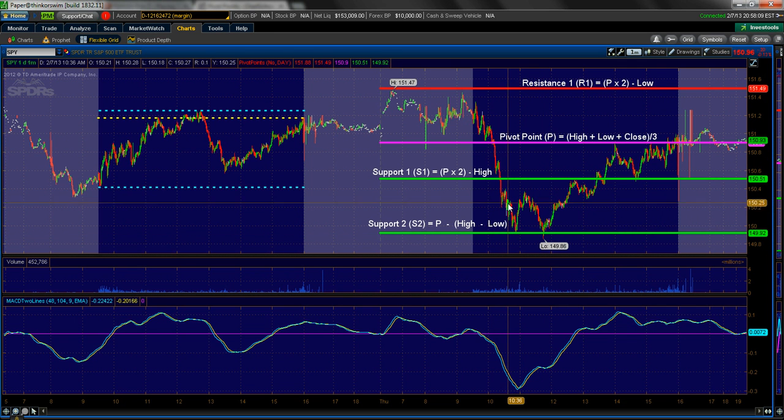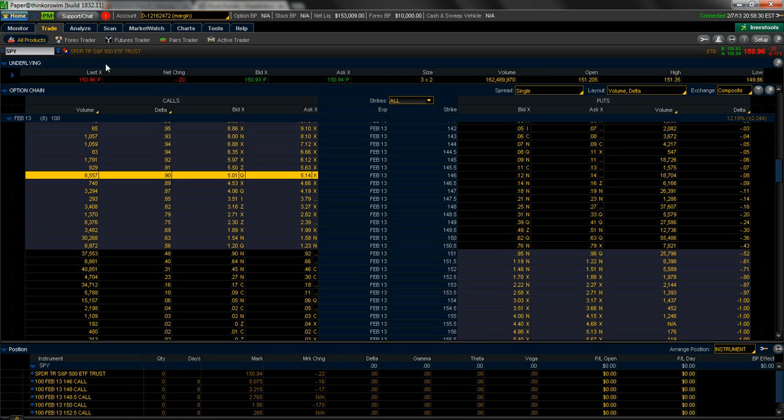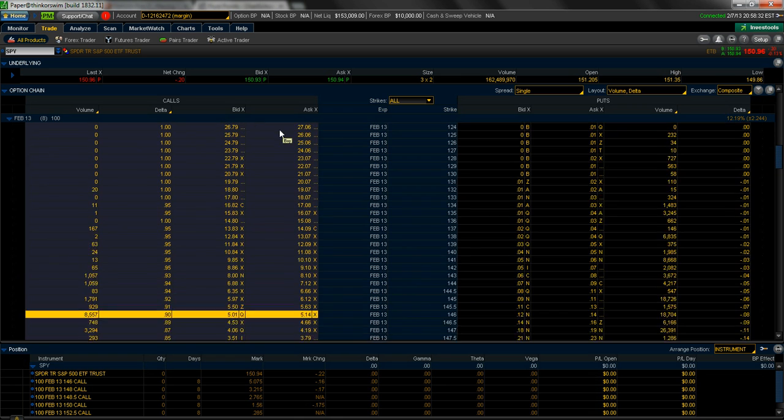So at 10:30, I'm looking at it. I'm saying, okay, if it gets this bounce off support 2, I'm going to look for a double bottom, and wouldn't you know it, it does form a double bottom. So once it's bounced off once, I want to look for that double bottom. And I'm going to go into the trade, and this is in Thinkorswim.